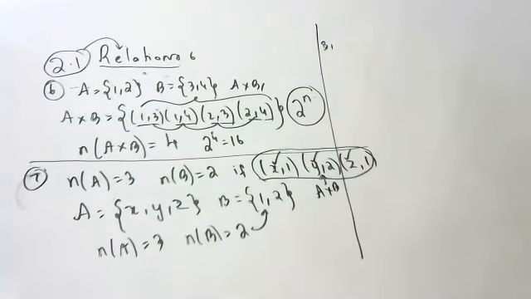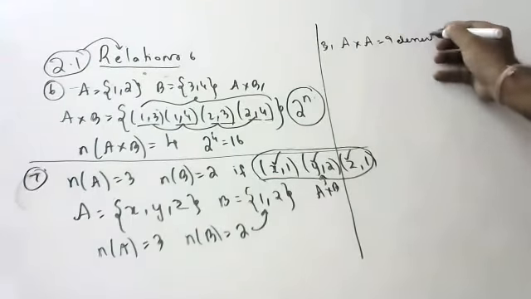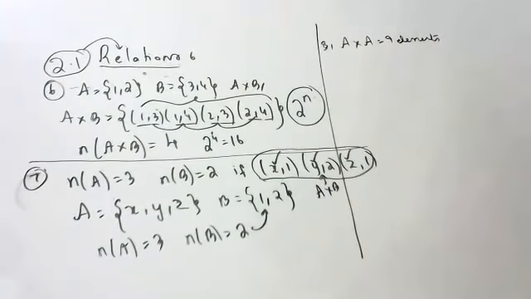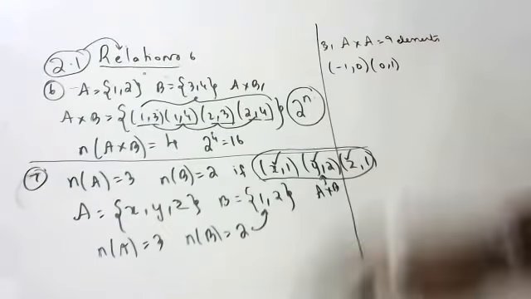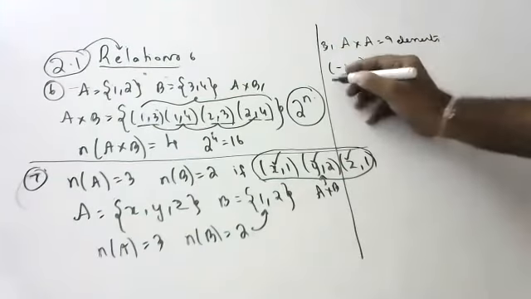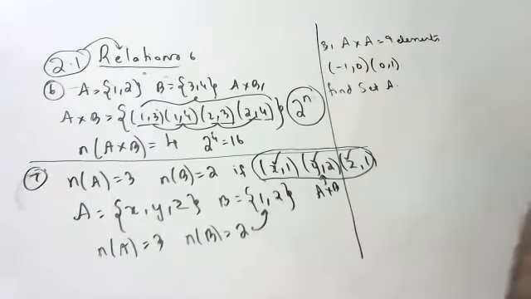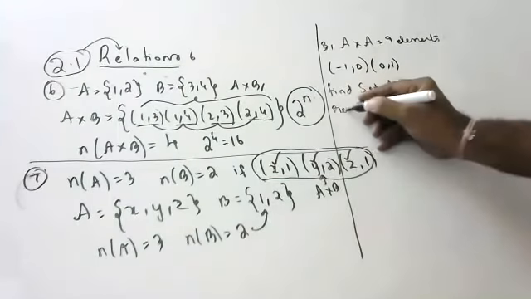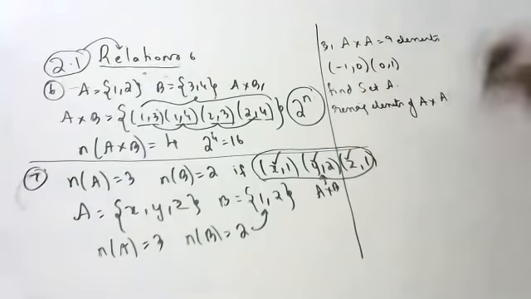Okay, now the next question, children. The Cartesian product A into A has 9 elements. Among them, some found are minus 1 comma 0 and 0 comma 1. He is asking us to find the set A and the remaining elements of A cross A. First find set A, and after finding set A, the remaining elements of A cross A.